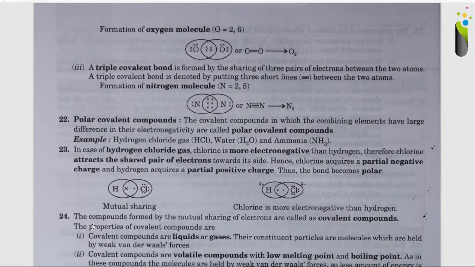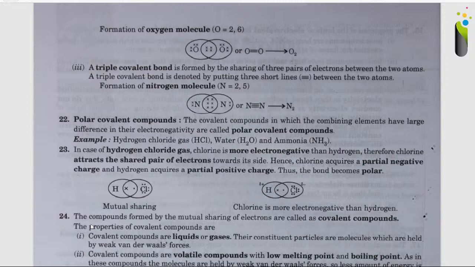Now coming to the next, that is a triple covalent bond. A triple covalent bond is formed by the sharing of three pairs of electrons between the two atoms. A triple covalent bond is denoted by putting three short lines between the two atoms. For example, formation of nitrogen molecule.